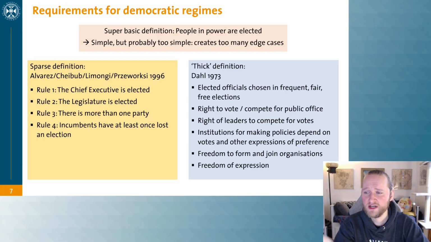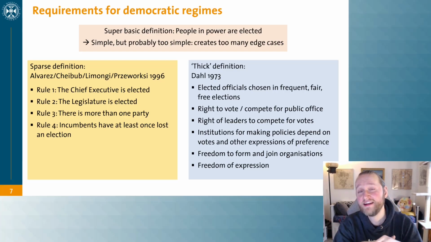Now let's look at two definitions that are a little bit more elaborate here. We have one that's fairly sparse by Alvarez, Cheibub, Limongi, and Przeworski from 1996. They essentially make 4 rules. The first rule is the chief executive has to be elected. So you have to have a president, a prime minister, or whatever kind of head figure that has to be elected by the populace. Rule number 2, the legislature has to be elected too. So you can't have either of those two be unelected.